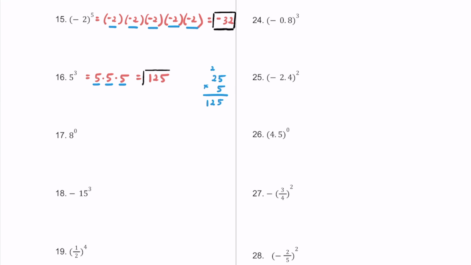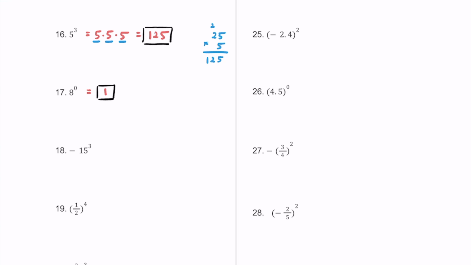And if you did it in your head, great. If you didn't, then that's fine. Just go ahead and multiply out using the standard algorithm. Now for number 17, we have 8 to the 0th power. And now something you want to know is that anything raised to the 0th power is always equal to 1. So this would be just equal to 1, okay?